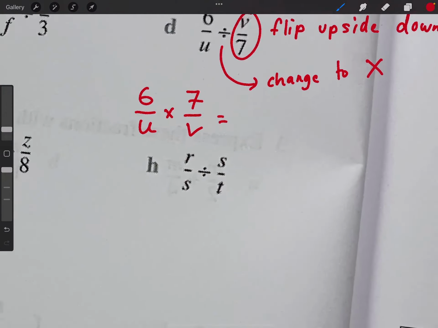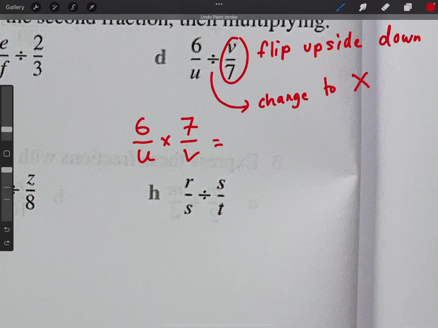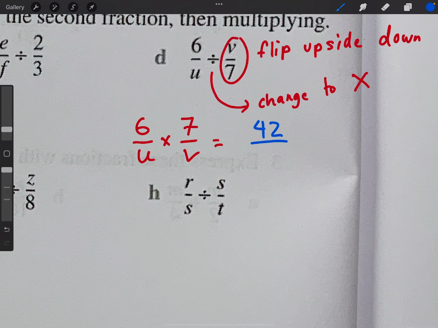At the moment, nothing can be simplified, so we just do 6 times 7, which is 42, over u times v, which is just uv.